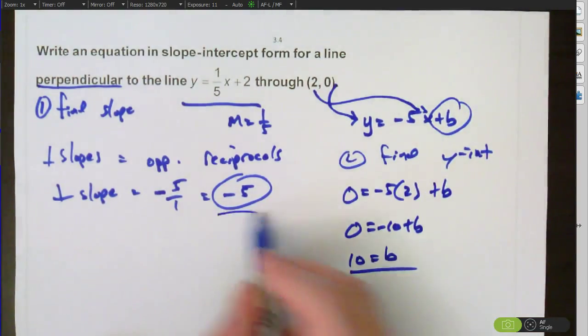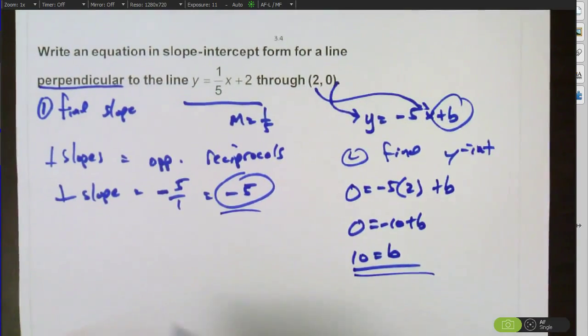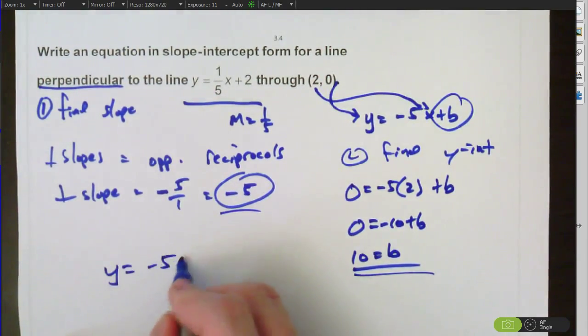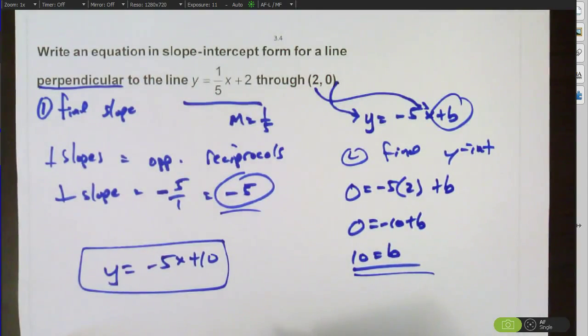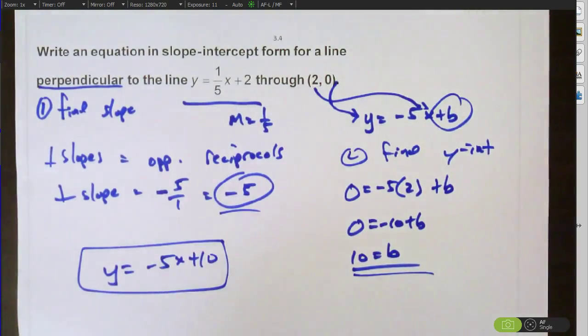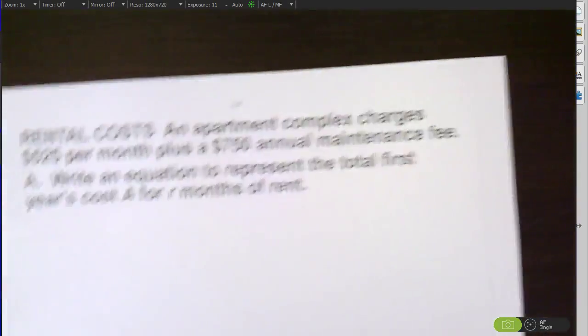So now I know my slope, negative 5. Now I know my y-intercept, 10. y equals negative 5x plus 10. There we go. Okay. All right, last example is actually a two-part example, just to make sure of this, though, that I haven't skipped anything.